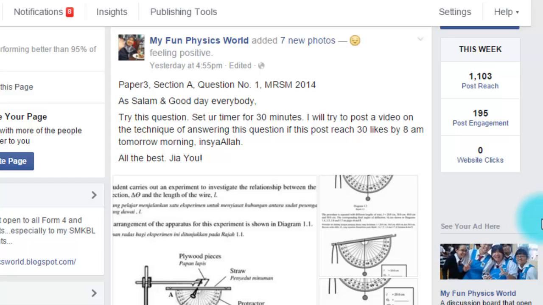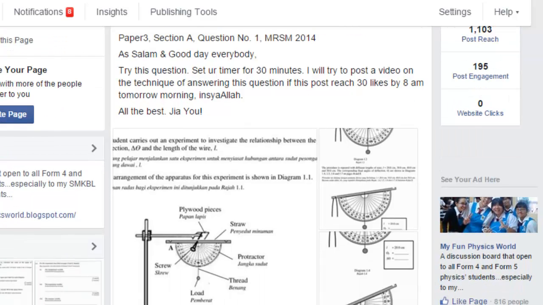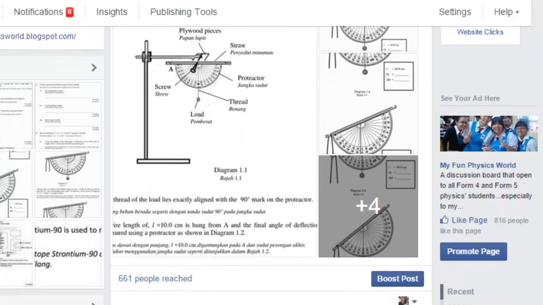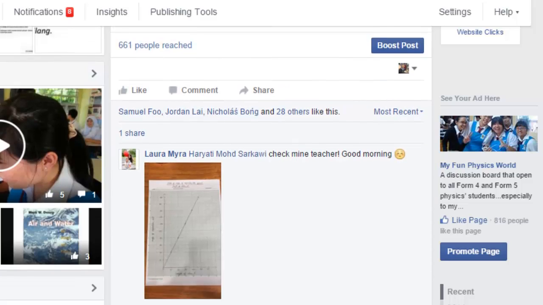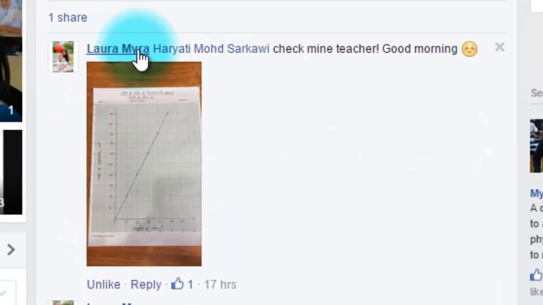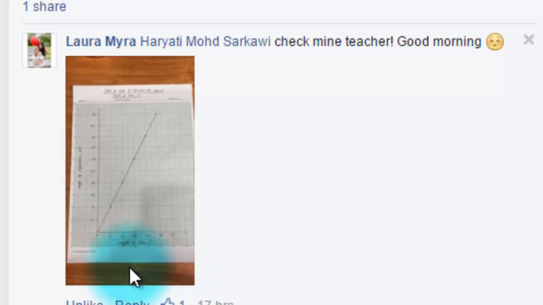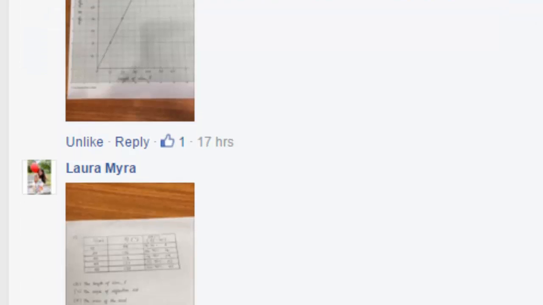Last but not least, we go back to my Fun Physics World posting to see whether your friends submitted their answers or not. So this is the posting. Here, I can see your friend Laura Myra from Lima Setia sending her answer, the graph and the table. Check mine, teacher. Good morning, means that she sent this one this morning.